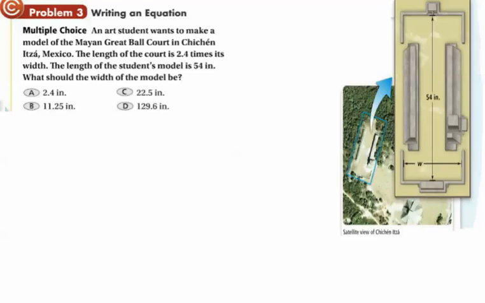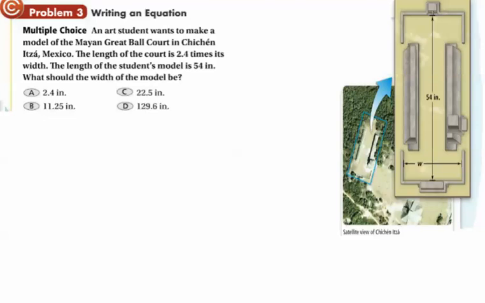All right, here's one that's kind of challenging. We got a picture, got some words, and we got multiple choice. It's like the total package. It says, an art student wants to make a model of the Mayan Great Ball Court in Chichen Itzá, Mexico. The length of the court is 2.4 times its width. The length of the student's model is 54 inches. What should the width of the model be?